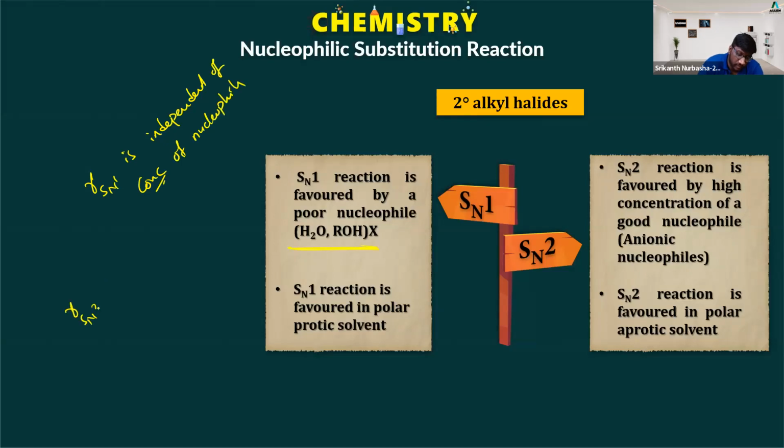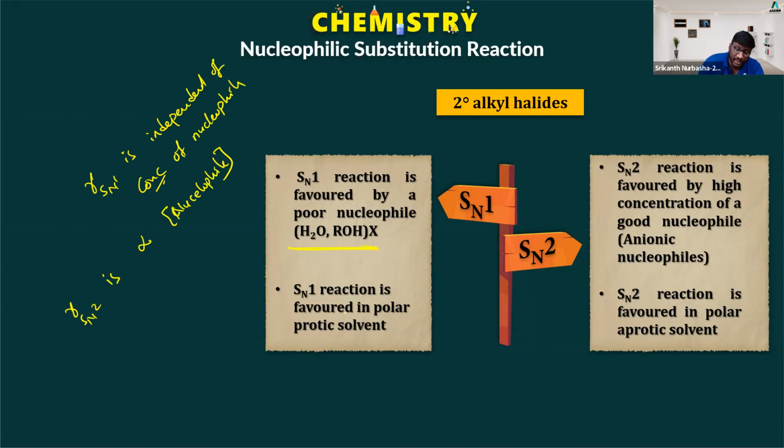Rate of SN2 is directly proportional to concentration of nucleophile. SN2 reaction rate is directly proportional to concentration of the nucleophile, whereas SN1 reaction rate is independent of concentration of nucleophile. So we have to take strong nucleophiles, then SN2 is favored. When you take weak nucleophiles, SN1 is favored.